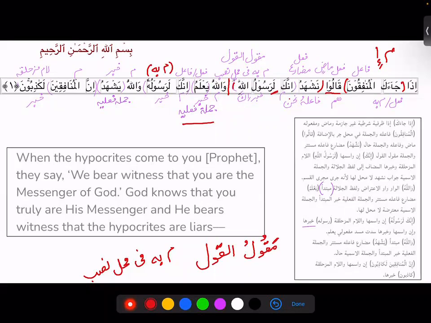And now one more thing. Innal munafiqina lakazibun. Give one more label to it. What kind of label can it get? So since we have jumla, sorry, if it's jumla fa'iliya, it's also maf'ulun bihi. Very good. So innal munafiqina lakazibun could be maf'ulun bihi for yashhadu. Okay. Alhamdulillah.